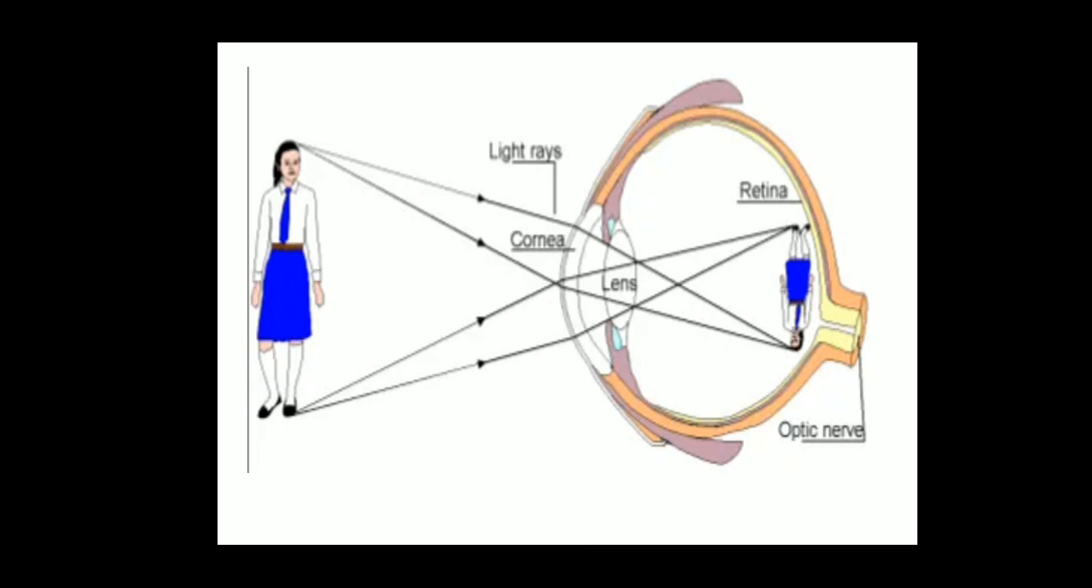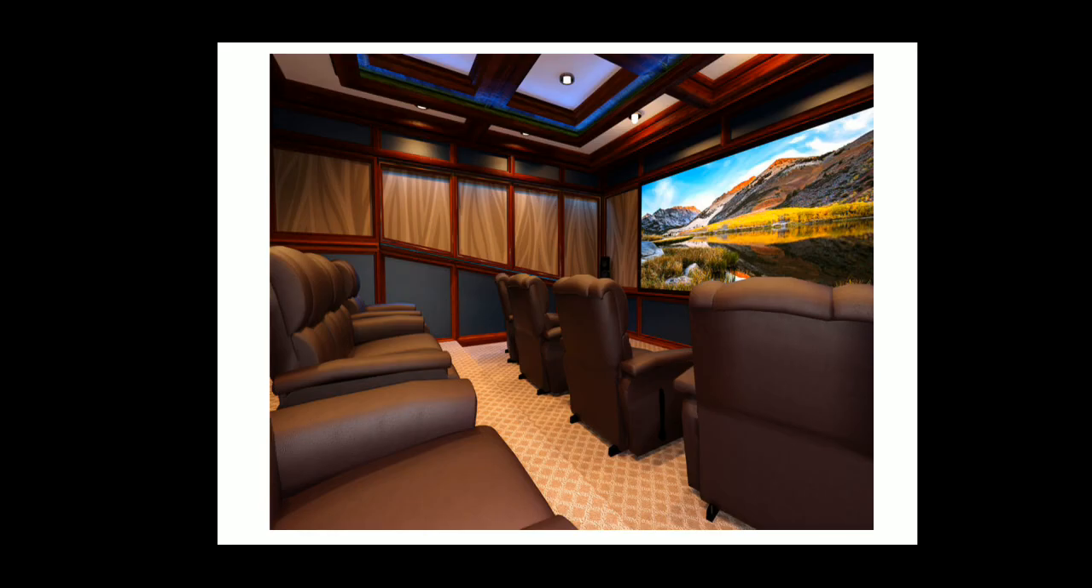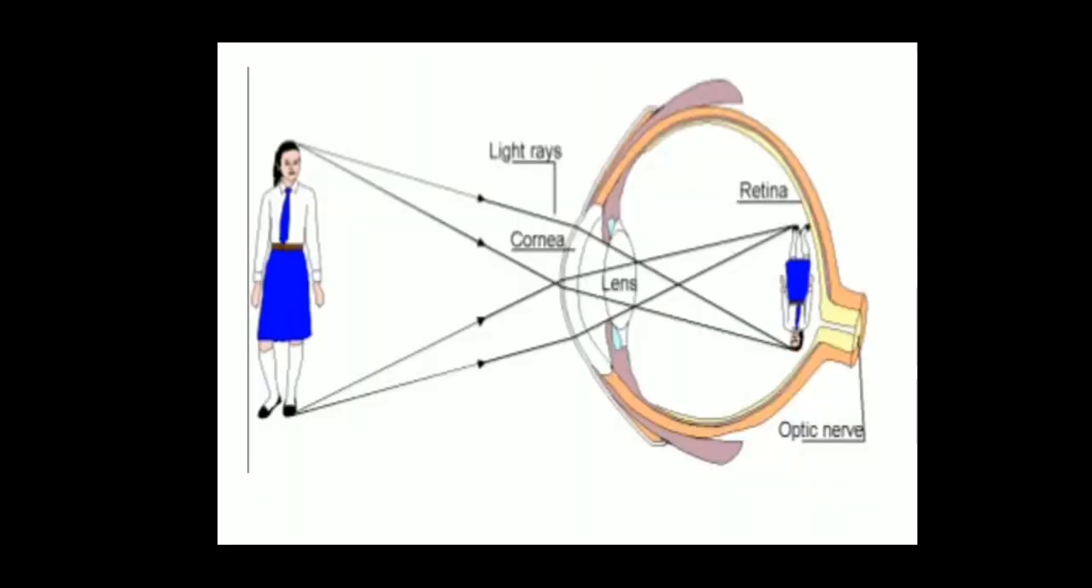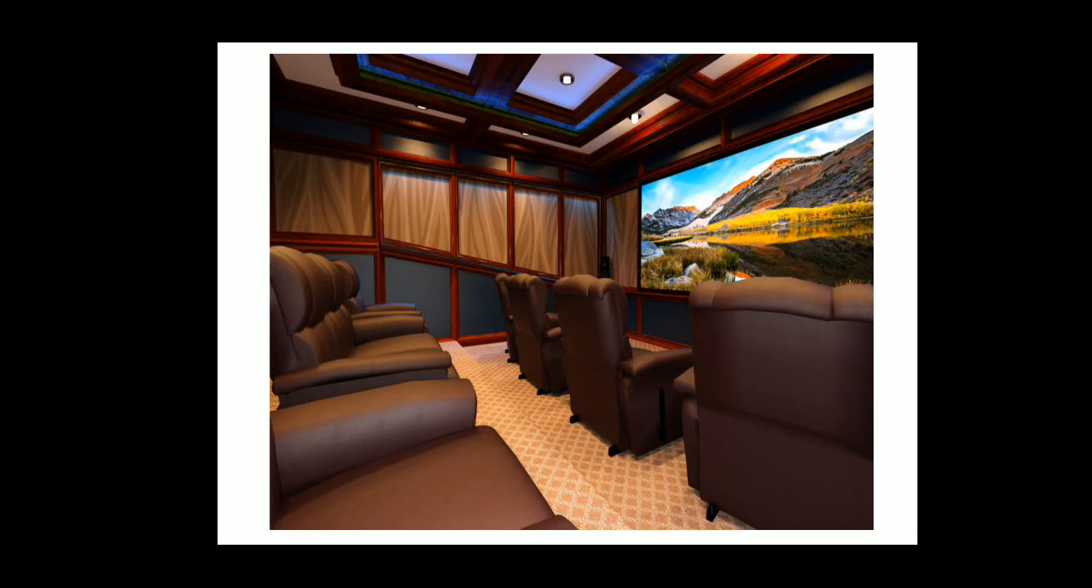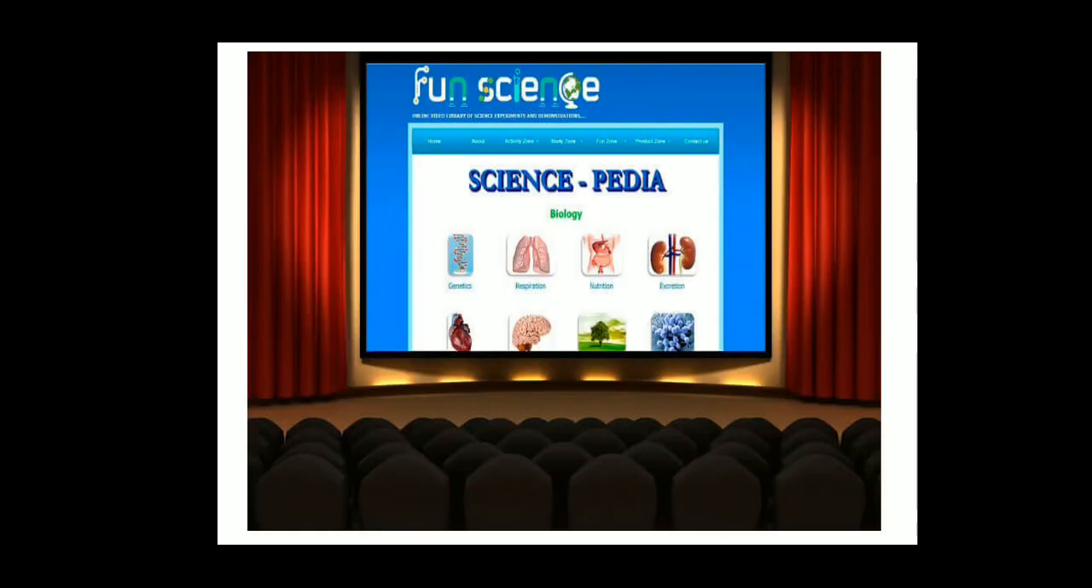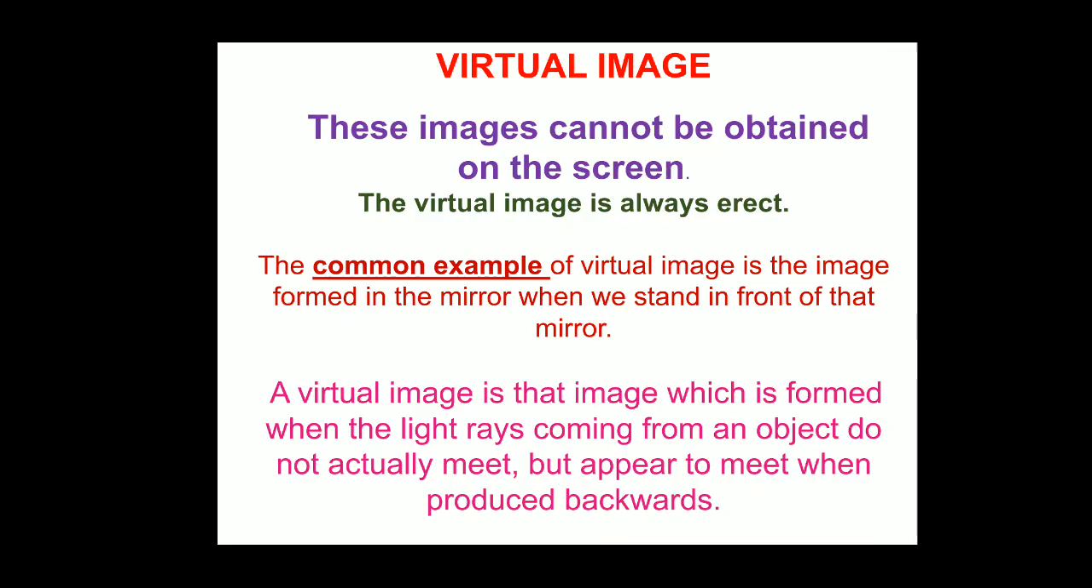For the time being, suppose you are seeing your friend standing in front of you. The image formed on your eye is an inverted image and it is a real image. There is a screen, which we call the retina. This part we will learn a little later. On our retina we get an inverted image only. A cinema hall image is a real image. This is a real image. This is also a real image. These are all a few examples of a real image.